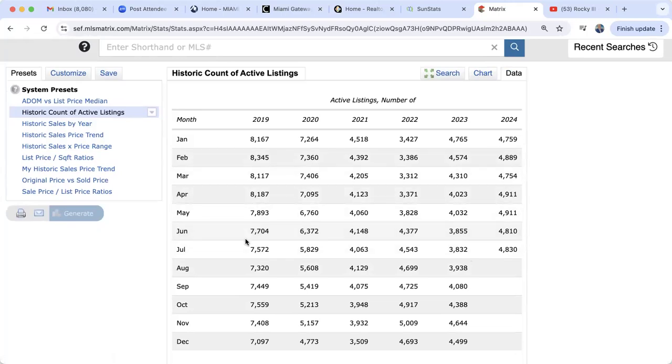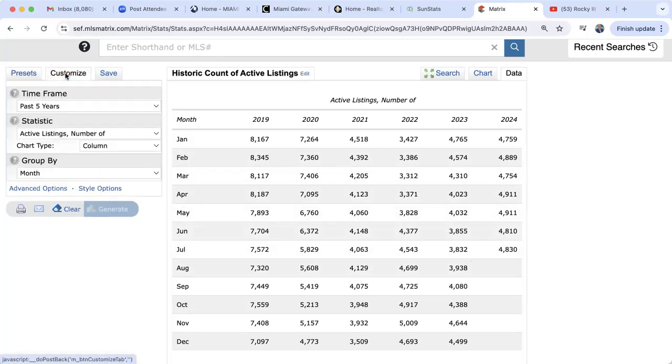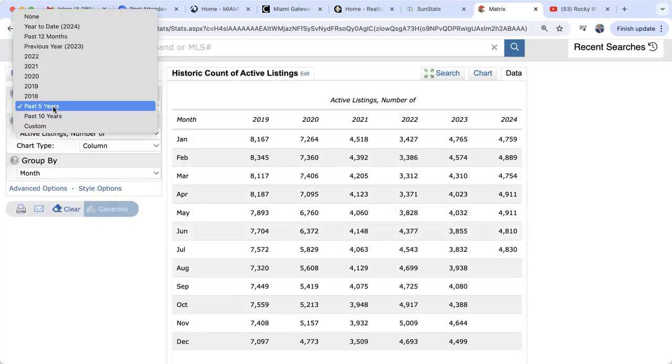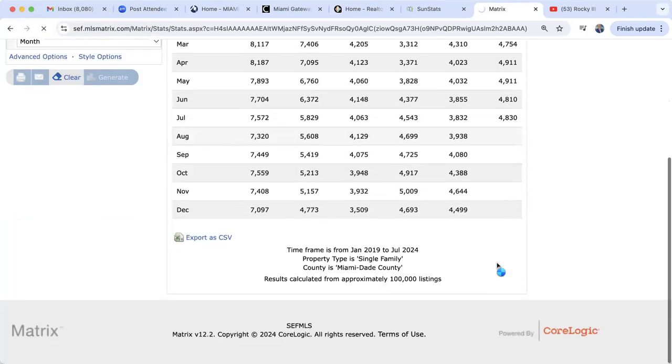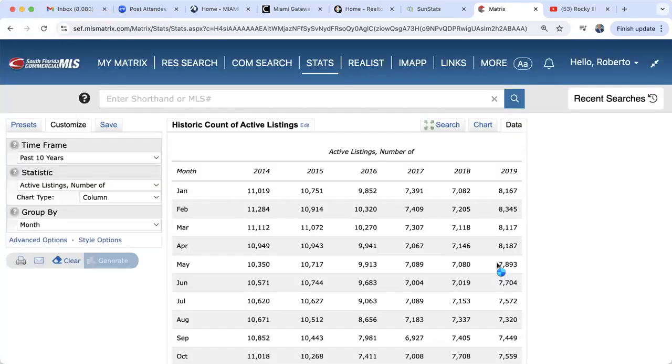You want to go back 10 years? You see right here where it says customize? Let's go back 10 years. Open the time frame and do past 10 years and then click on generate. So now we're going to see the numbers going back 10 years. Once again, it's computing all the information. It's going to give it to us real quick. Once that information comes along, then you'll see it.